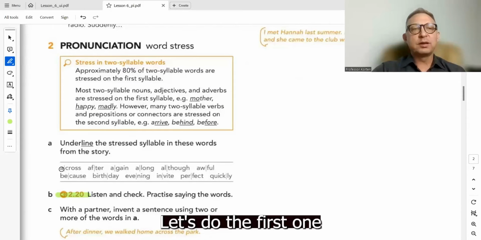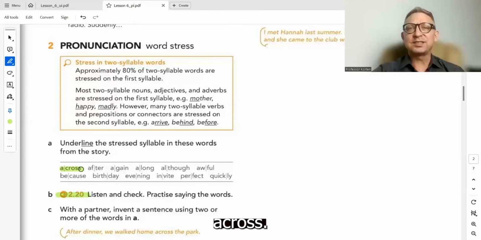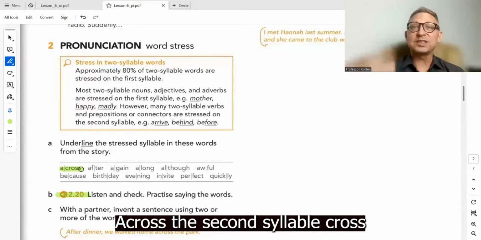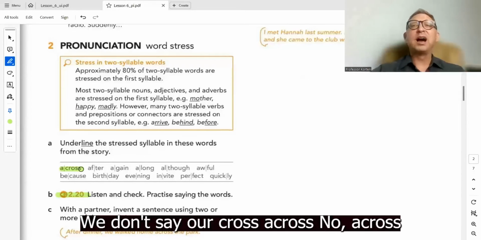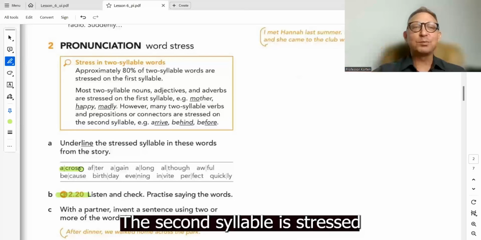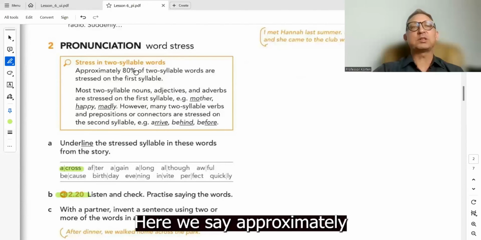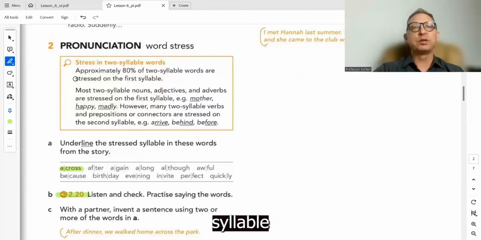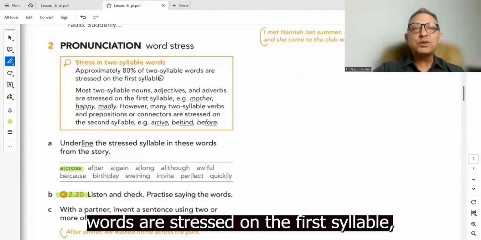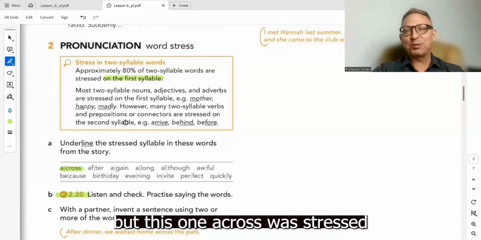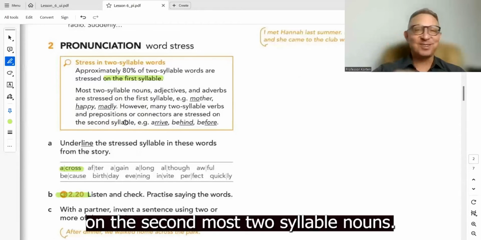Let's do the first one. Across. The second syllable, cross, is emphasized. We don't say "across," no, "across." The second syllable is stressed or emphasized. Here we see approximately 80% of two-syllable words are stressed on the first syllable, but this one, across, was stressed on the second.